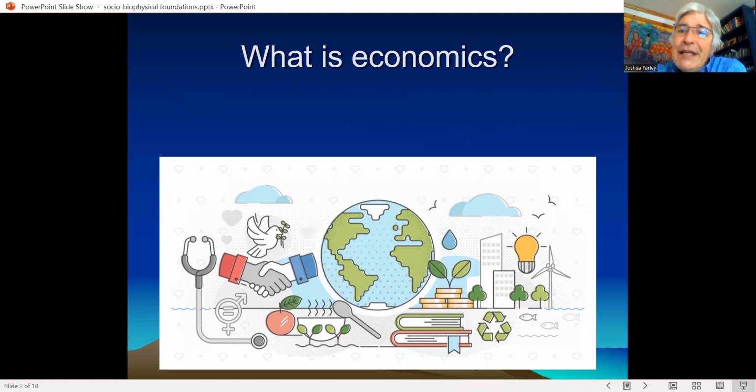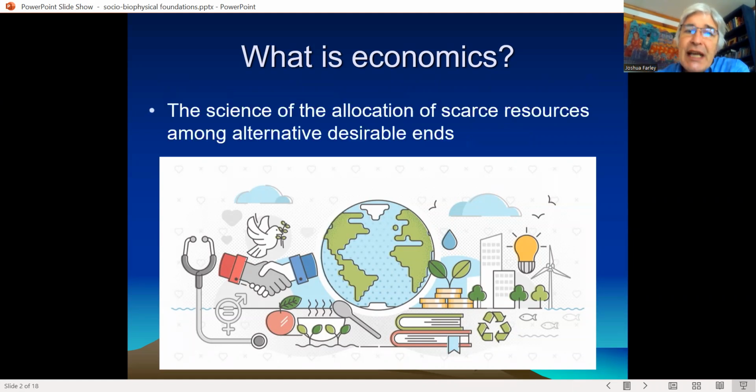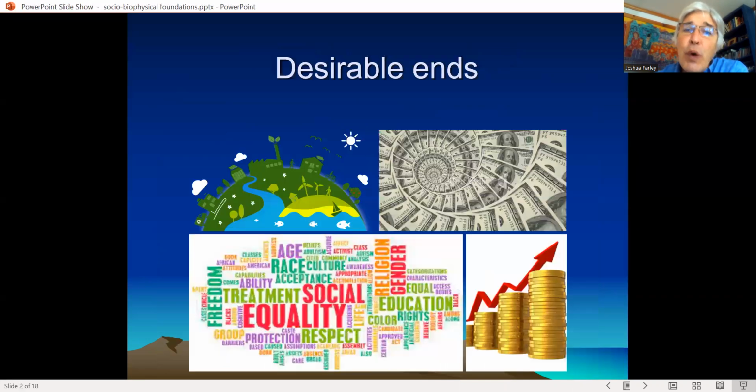I'm going to start with a mainstream definition, which says that economics is the science of the allocation of scarce resources among alternative desirable ends. What I like about this is it presents a series of questions that an economist has to ask and an implicit order for those questions. So the first question, and I think the most important, is what are the desirable ends for an economy? So the definition I gave is, how do we use what we have to create what we want? What do we want? And this is a fundamentally distinguishing factor between different fields of economists.